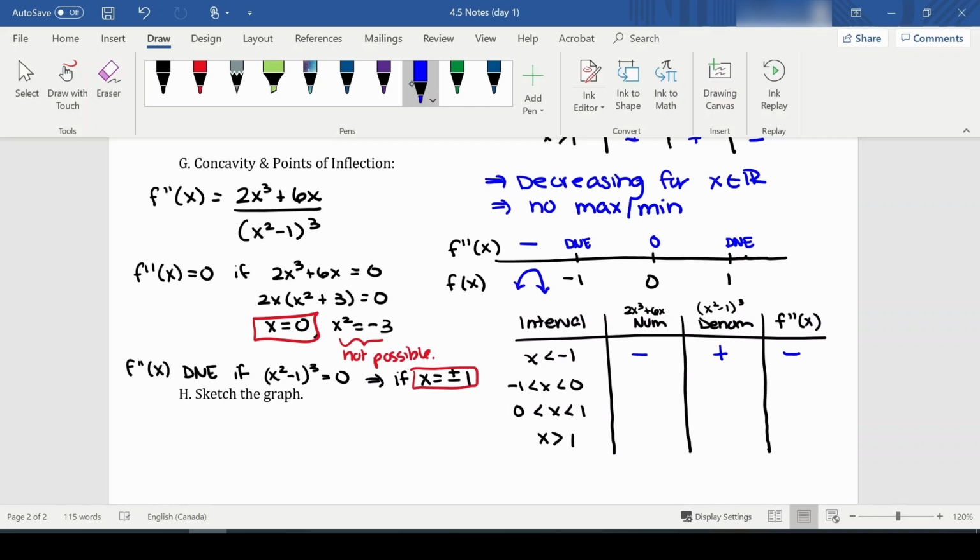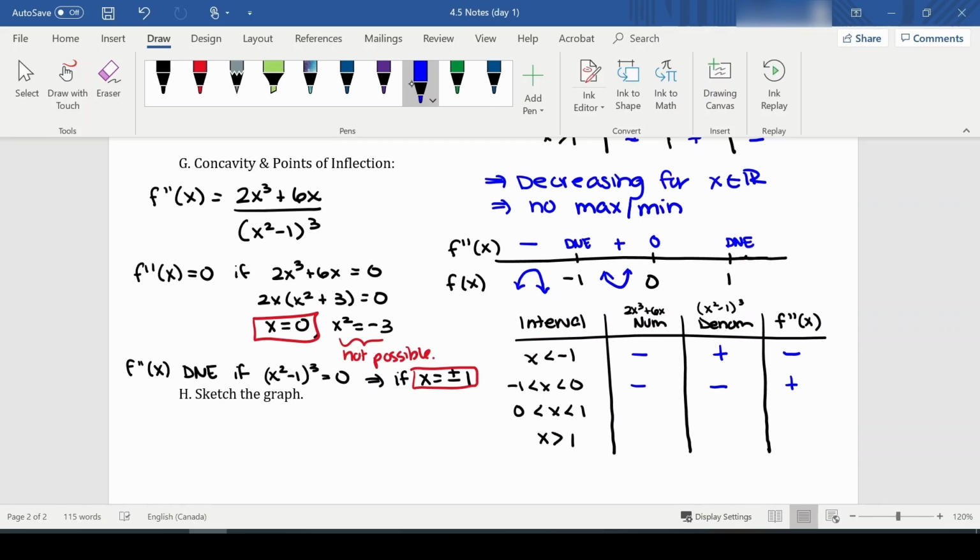If I plug in something between -1 and 0, again, my numerator will be negative. My denominator now, though, what will happen in the brackets is if I take something like -0.5 and I square it, I get a positive number, but that positive number minus 1 will give us a negative number. Negative number cubed gives us a negative, which means f double prime is positive. That makes this second interval positive and concave up between -1 and 0.